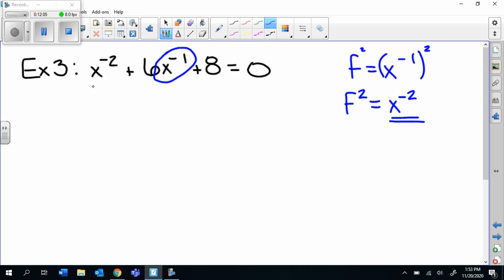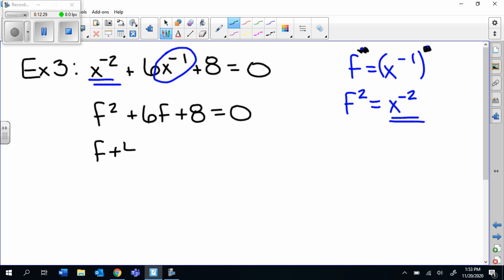Oh, well, that's what that is. So this kind of gross thing can be replaced with something that we know what to do with. F squared plus 6F plus 8 equals 0, because originally it looked like that. Factor it. Solve.